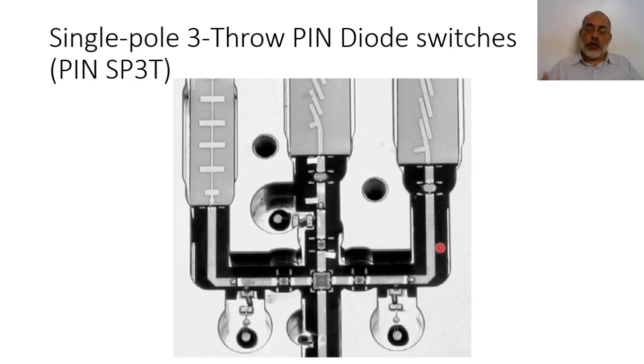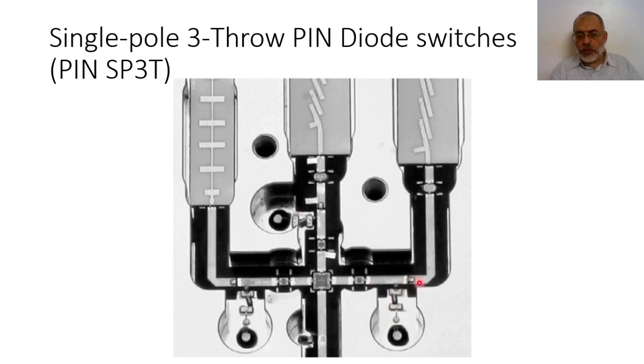This is an example of a realized single pole three throw PIN switch, and effectively here I have a single input. This is effectively the circuit of a multiplexer where I have three filters, three band pass filters, or this two band pass filters and this low pass filter, and I'm switching between these three paths. So I have the input signal coming from this port, and we have two switches here in addition to another switch here, and this is a biasing for the switch.